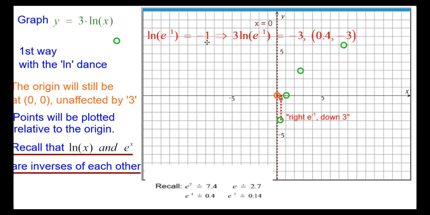Natural log of e to the negative 1 is negative 1. 3 times that is negative 3. So this is e to the negative 1 comma negative 3, 0.4 comma negative 3. And the natural log of e to the negative 2 is negative 2. Tripling that is negative 6. So write 0.14, e to the negative 2, and down 6.